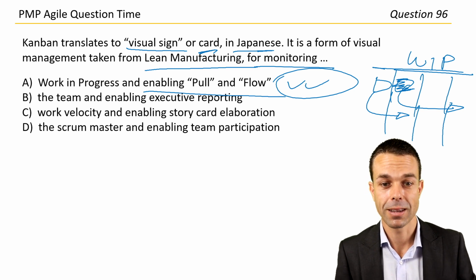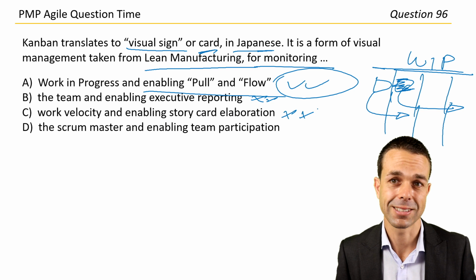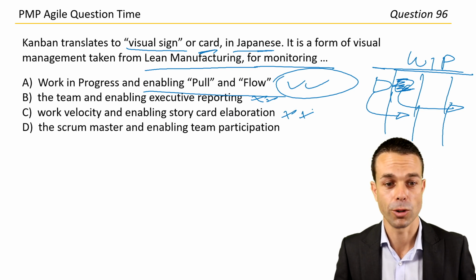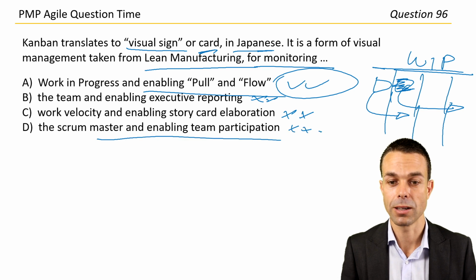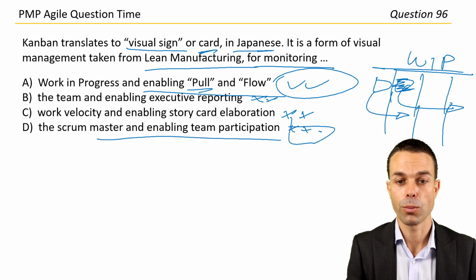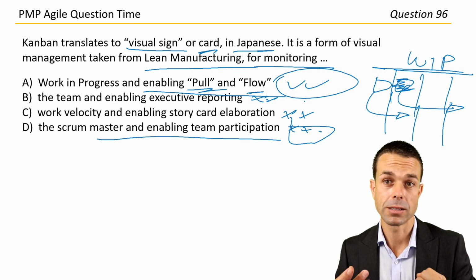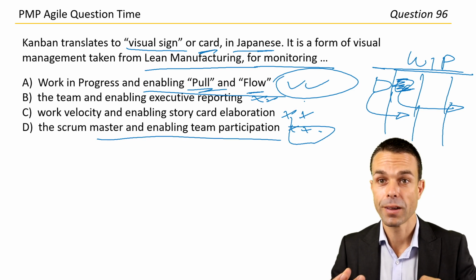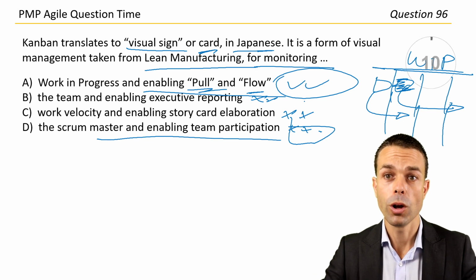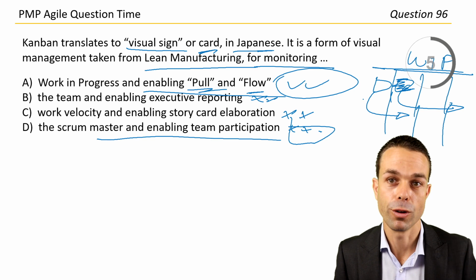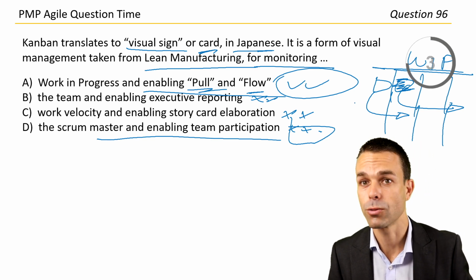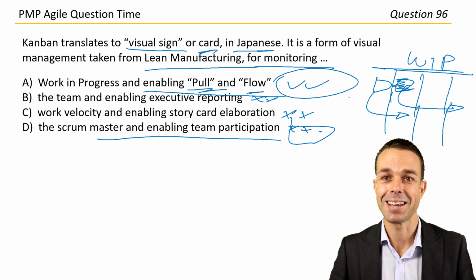The team enabling executive reporting? No. Work velocity, that's more Scrum. Story card elaboration, that's with our business analysts or our testers, developers, and product owners. And the Scrum Master and enabling team participation, not particularly with Kanban. It's really more about pull and flow. So pulling information or tasks to work on when we're ready, and the flow of those tasks through our Kanban board. So can we remove those blockers? Can we keep them flowing through our Kanban board? Let's go with answer A.